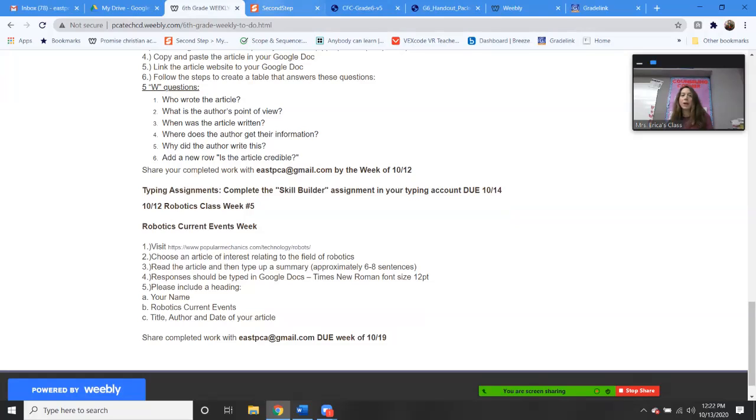Now this week, we are going to be doing second step lesson 2. And you're going to be in your typing account doing the beginner review assignment. So every week you have a typing assignment, and then you have another assignment, which could either be a second step, it could be something in the Google Classroom.